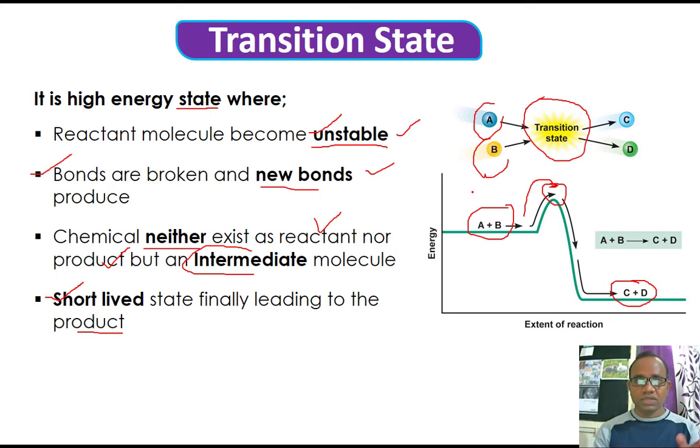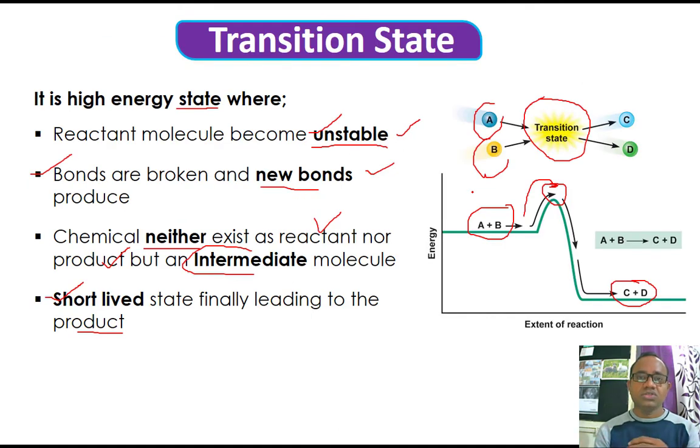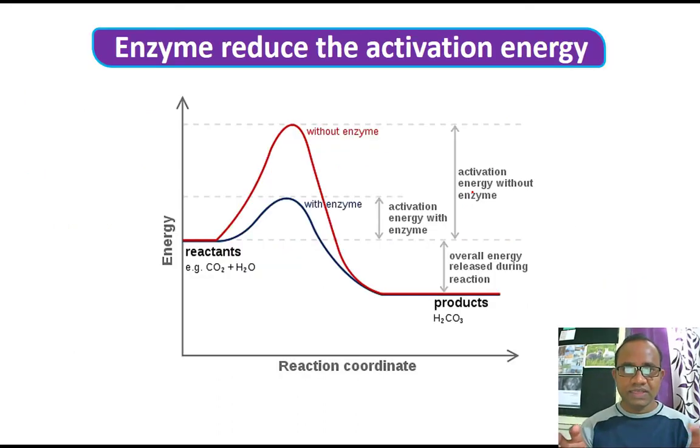So ultimately two things are very important. One is the activation energy, the second is the transition energy. ये दोनों चीजों को एंजाइम क्या करेगा, मैनिपुलेट करेगा in order to produce the product, right? So in this way the enzyme actually reduces the activation energy.